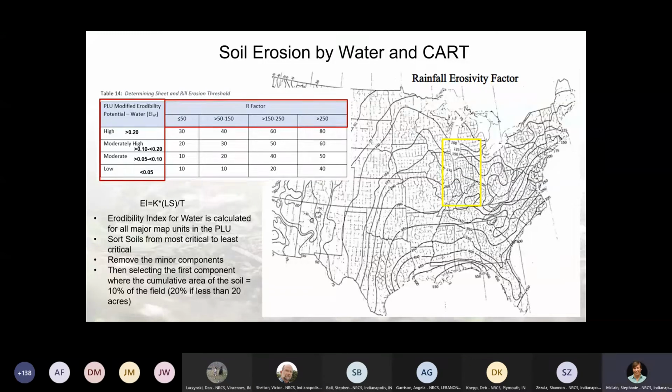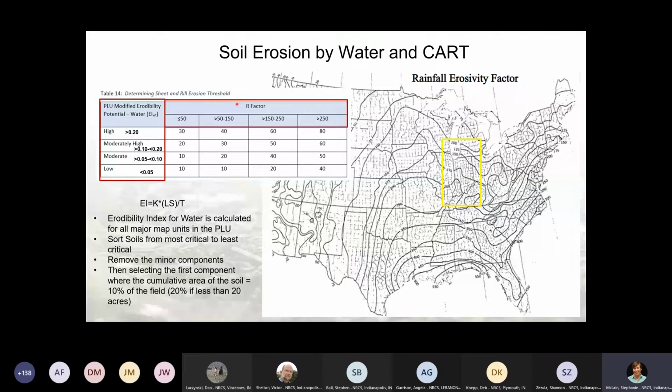Awesome. So I might just skip over this because this might be more than what you want, but I drew the short straw on erosion and CART. One of the things I wanted to point out is some of the erosion thresholds that have been identified in CART. Two things go into determining that threshold for the erosion resource concern. One is the modified erodibility potential for water, and it gives either a low, moderate, moderately high, or high potential. The bullets below go into how they determine that.